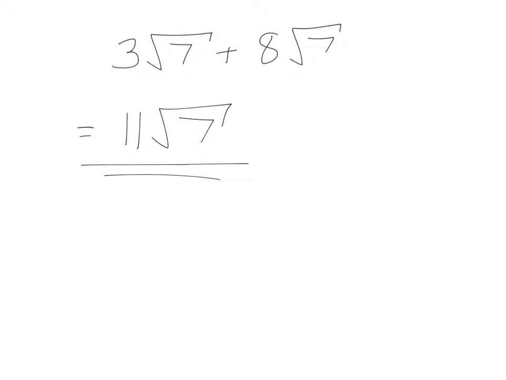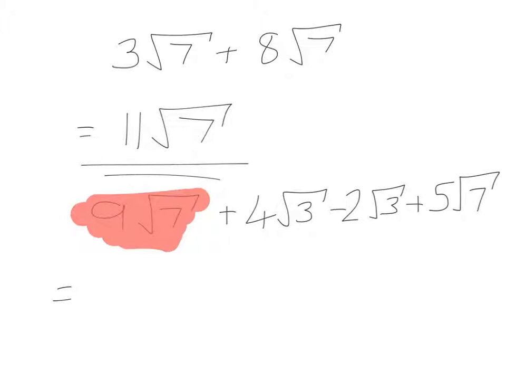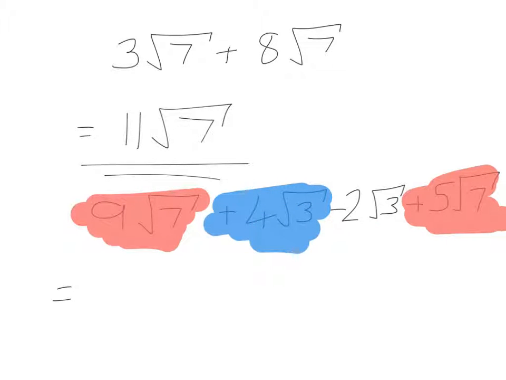Okay, let's look at another example. Let's go for 9 root 7 plus 4 root 3, take away 2 root 3 plus 5 root 7. And I would be asked to collect like terms here. So, recall, we can only do things that are the same together. So this 9 root 7 with this 5 root 7, and this 4 root 3 with this minus 2 root 3.